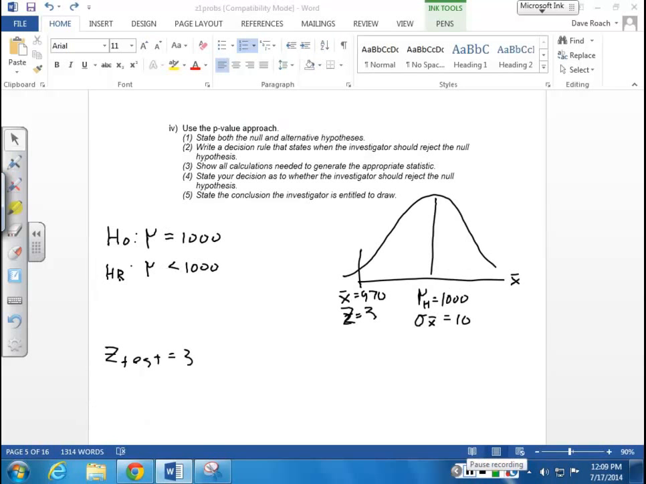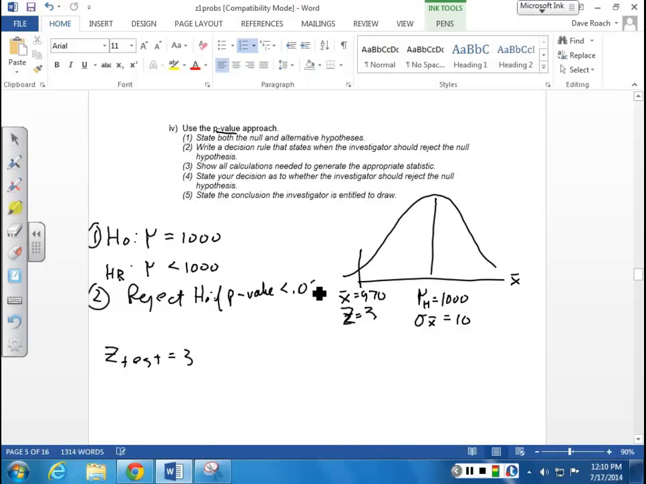Okay, again, that's just what we had from the previous problem, the sampling distribution, the hypotheses, and we had already computed z-test to equal 3. So this is part 1. Part 2, write a decision rule in terms of the p-value. We're going to reject H0 if the p-value is less than 0.05. There are no negatives or anything like that. These are probabilities. Reject when the probability is low.